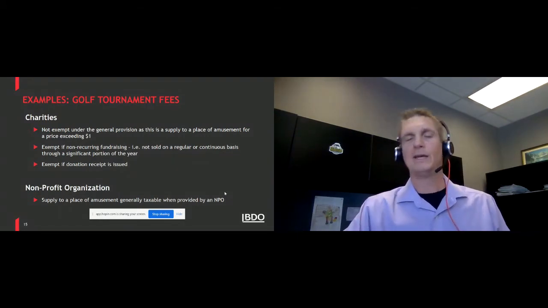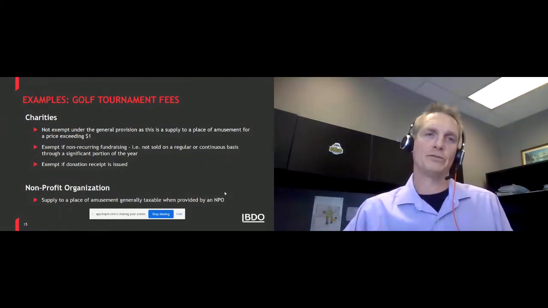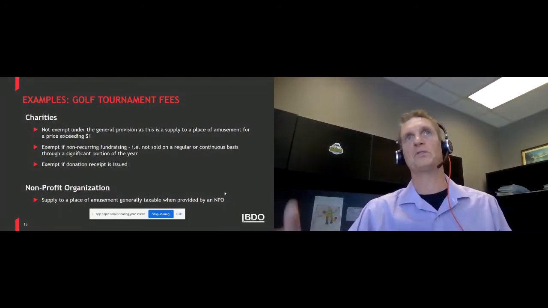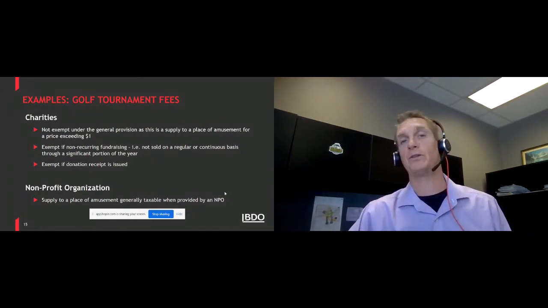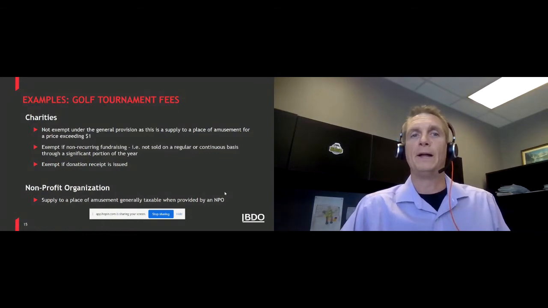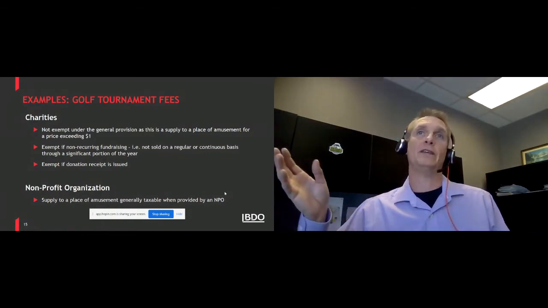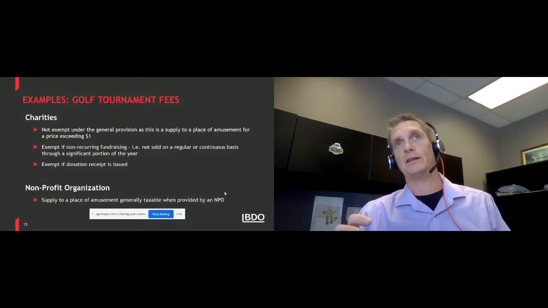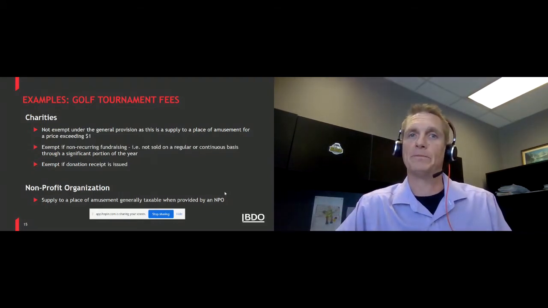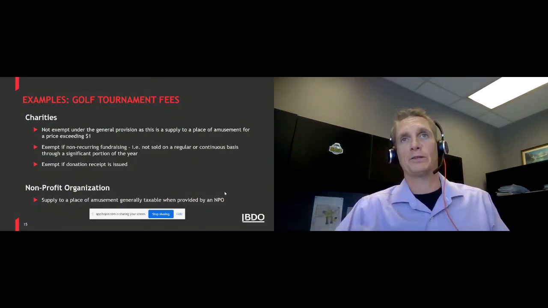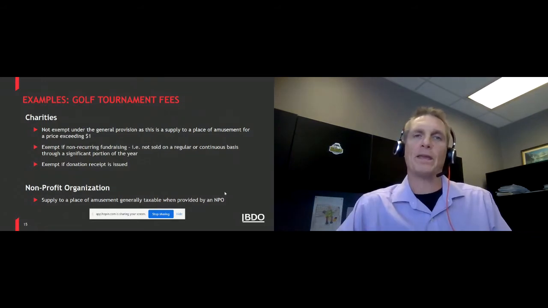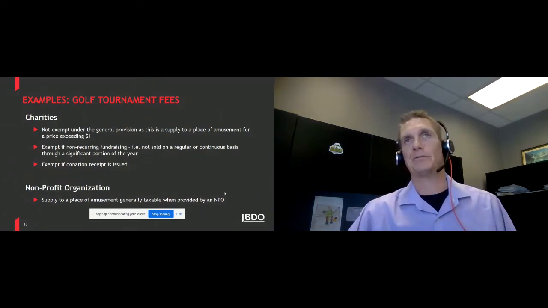But then we look at some of the other exemptions that are available for charities, and there's one for non-recurring fundraising. So this is an event that doesn't carry on throughout the year. So normally it would be exempt based on the non-recurring fundraising rule. There's also a rule that says if the person purchasing the golf tournament ticket gets a charitable donation receipt for part of their fees, that also exempts the entry fee. So you can see in a lot of situations, an admission to a golf tournament is exempt when a charity puts it on.